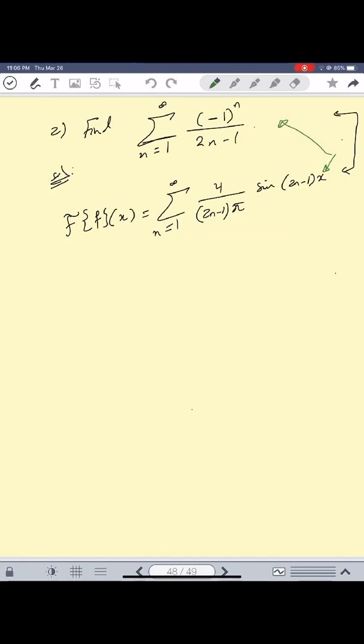You get sine 0, which is 0. So basically you don't get anything. It becomes the sum of 0, which is 0 clearly. If you substitute pi, you get 0. So the 0, pi, 2 pi, they don't help at all.